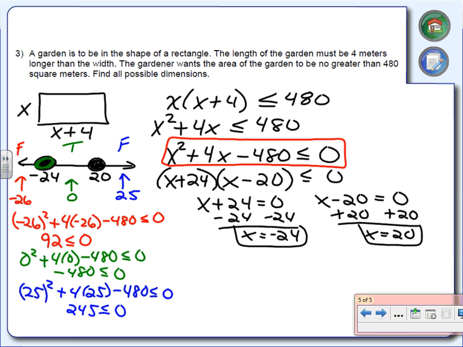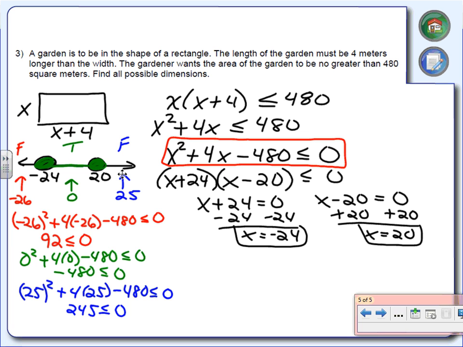Therefore, our solutions are going to be in that area where we have a true statement, which is going to be everything from here to here. This is where the true area is. Therefore, this is where our solutions are. Now, we got a little bit of a problem here. We're not quite done yet.